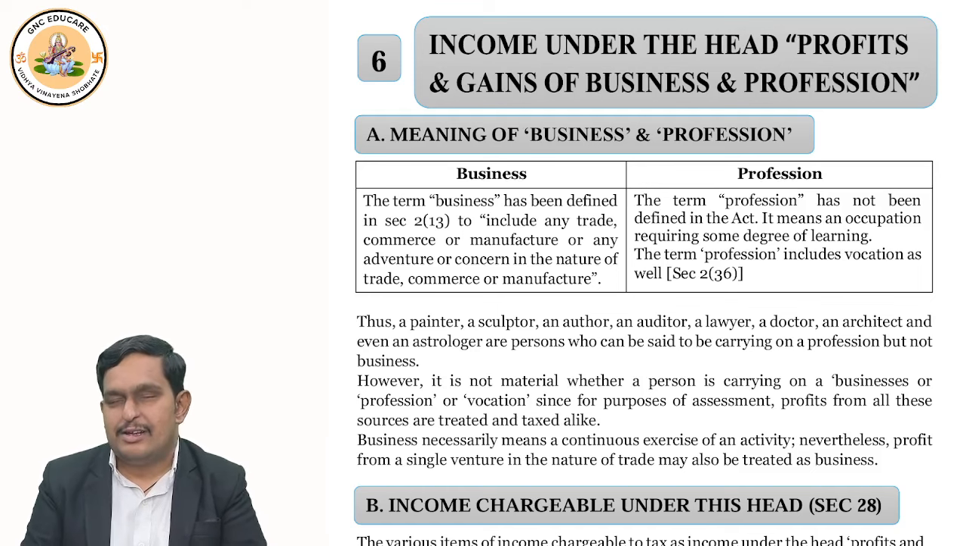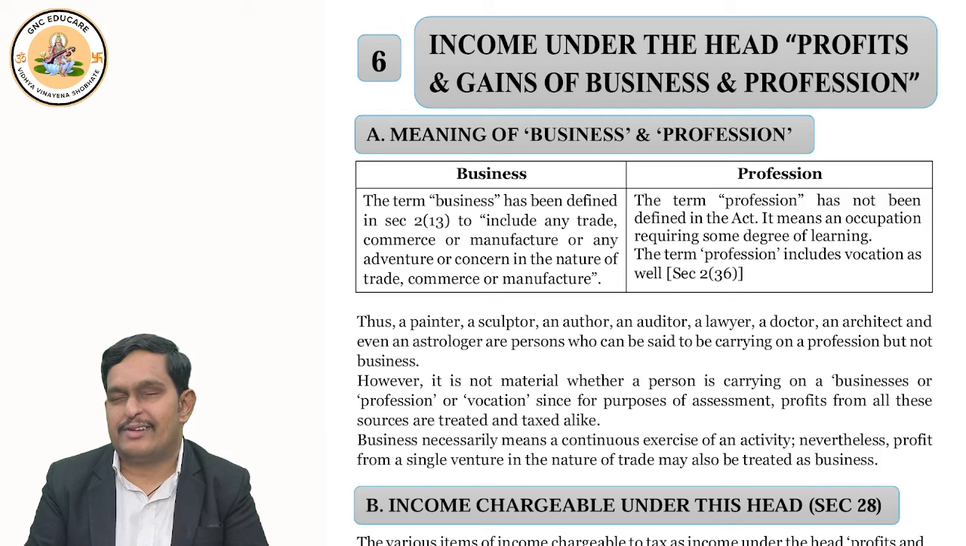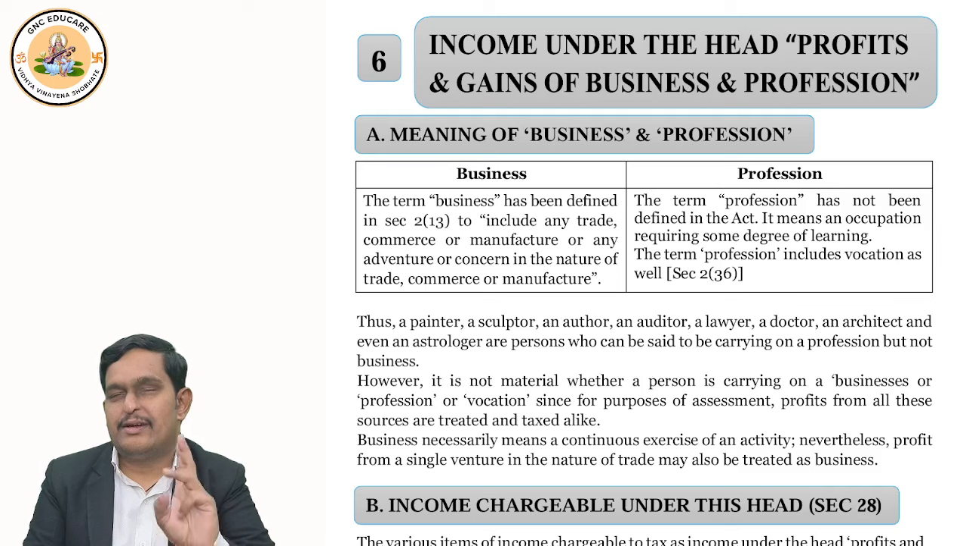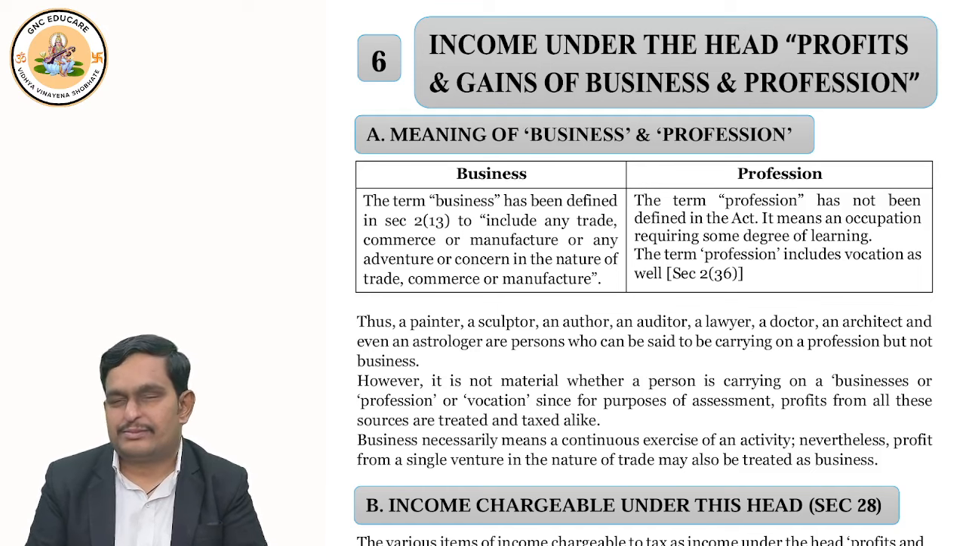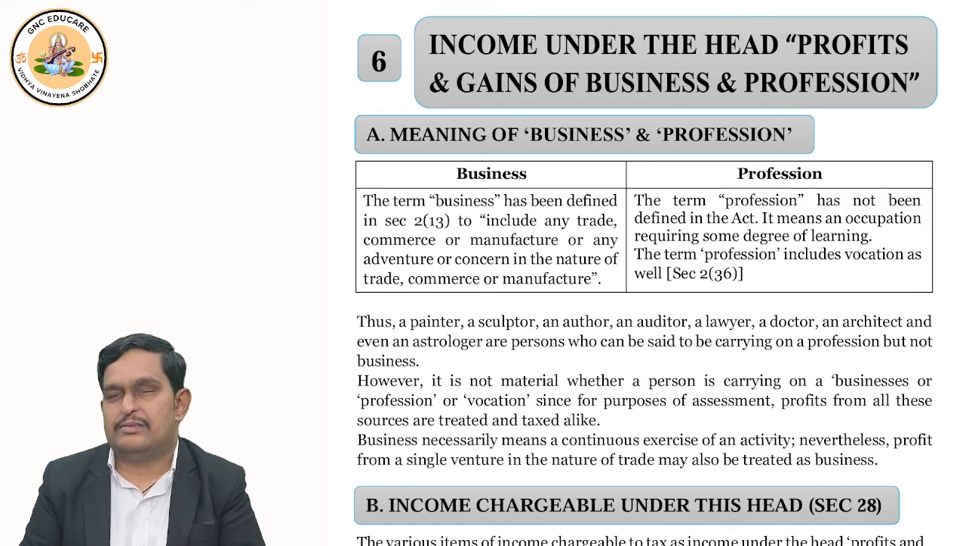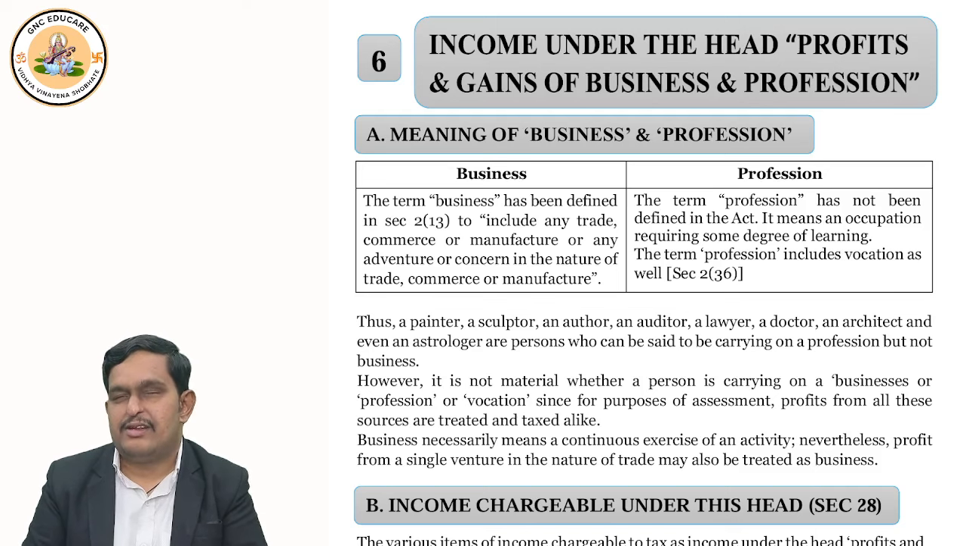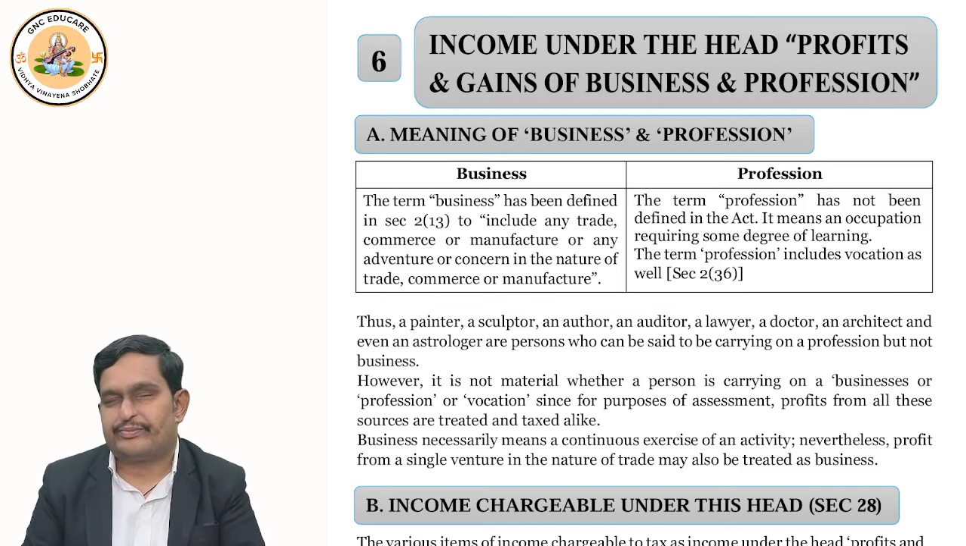What is given? Business or profession. So what is business? We should understand first. Then we'll understand profession. Business is basically a trade, commerce, manufacture. Now what is trade? Buying and selling of goods. What is commerce? Commerce is trade plus aids to trade, or in simple language, trade plus services. Then comes manufacture. Manufacturing is converting raw material to finished goods.